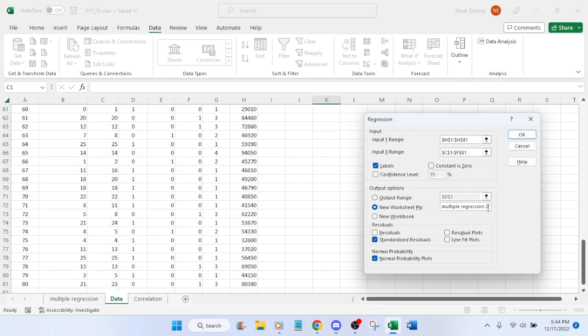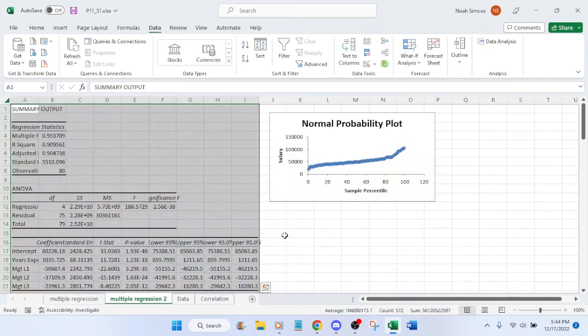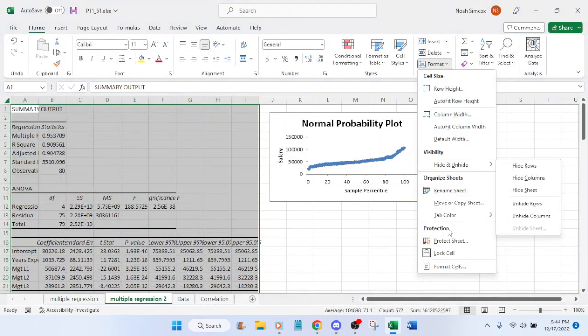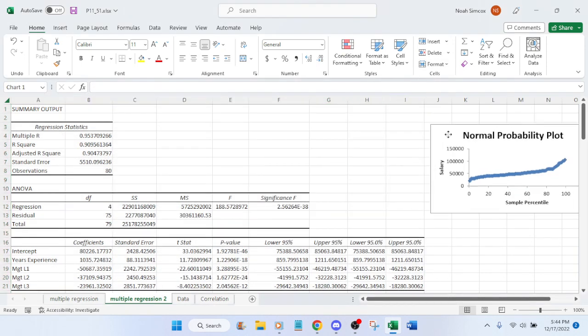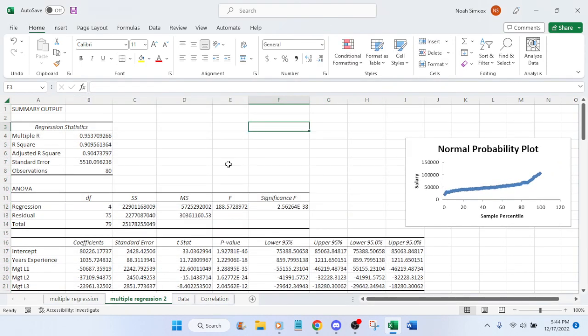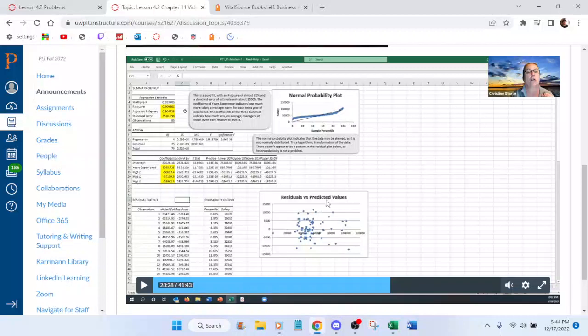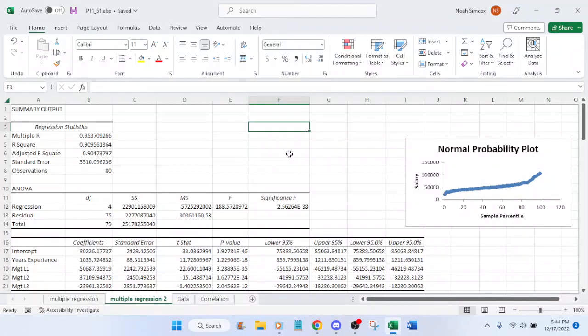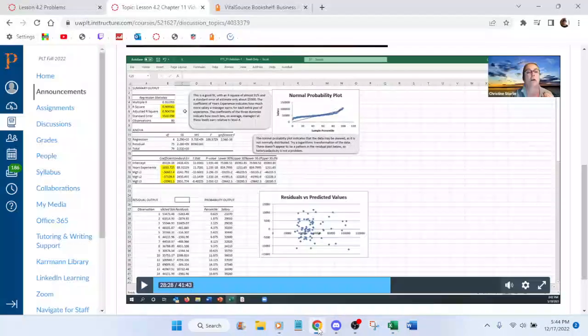Multiple regression 2. We have gotten things. P-values are low. And did we get the same numbers? 0.95, 0.90, 2.56, negative 38. So it looks like we got it. This is a good fit with an R-square of almost 91% and a standard error of only this.